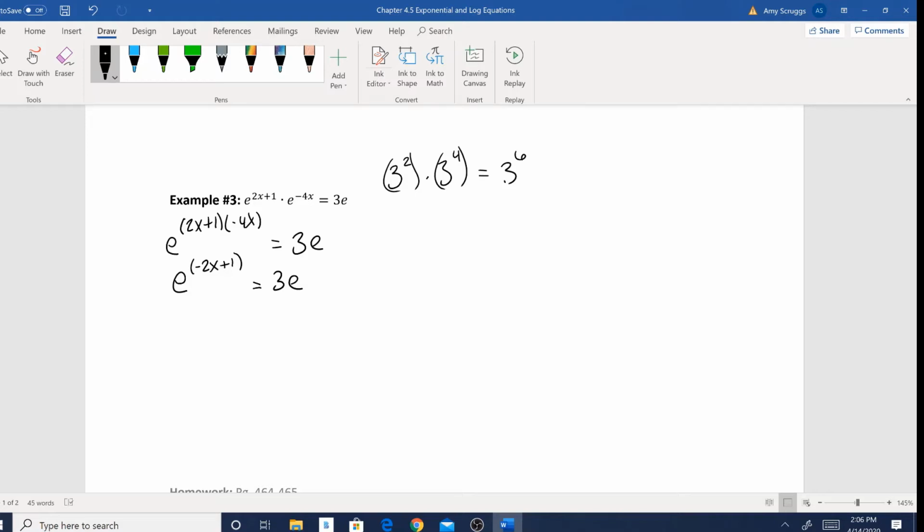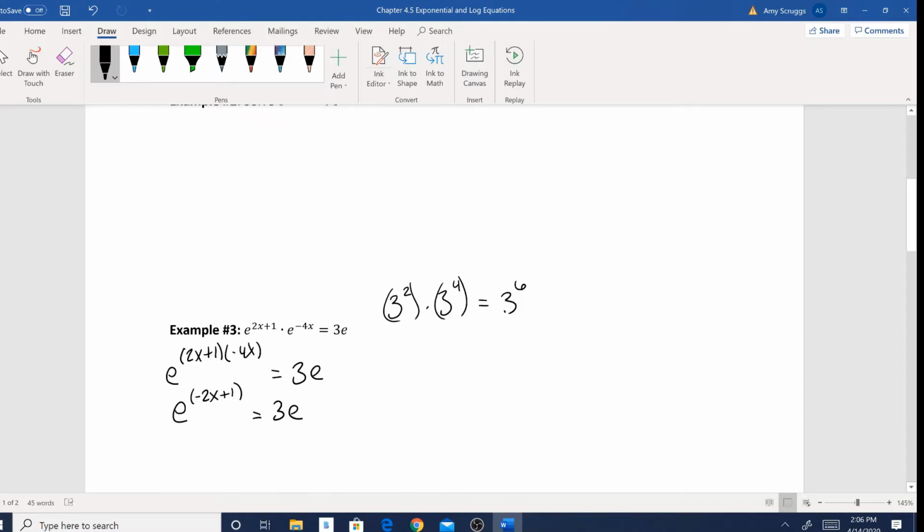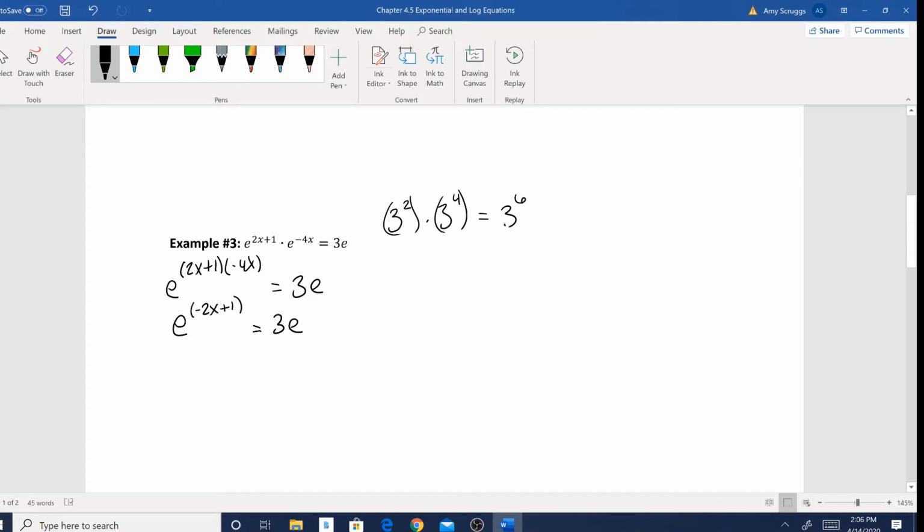And just to make this a little bit neater, I want it to look more like the first problem where we had one base on one side. In the first problem, our base was 7. Our answer was 12. Well, over here, I have a base of e, but it happens to be on 2 sides. This is actually e to the first over here, if you think about it like that. So if I want to get rid of the e on this side, I could just simply divide both sides by e to the first. Okay? Now, that's just going to cancel that out and leave us with a 3.